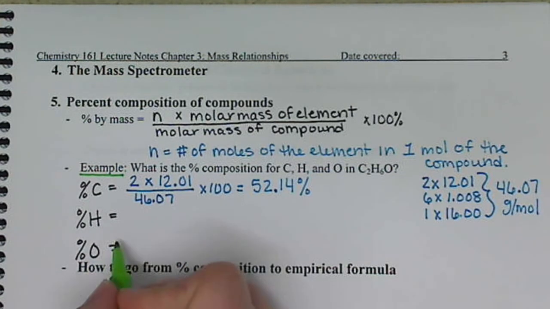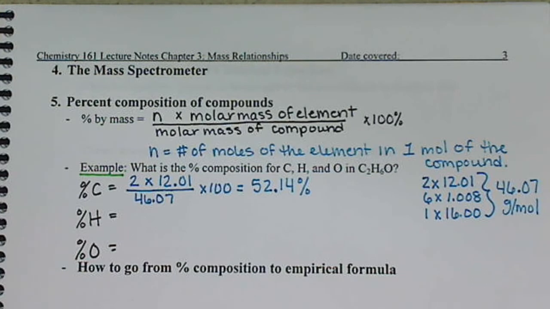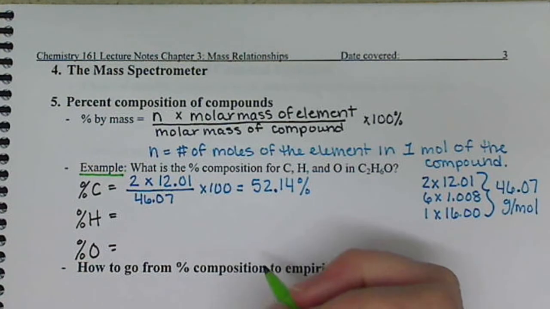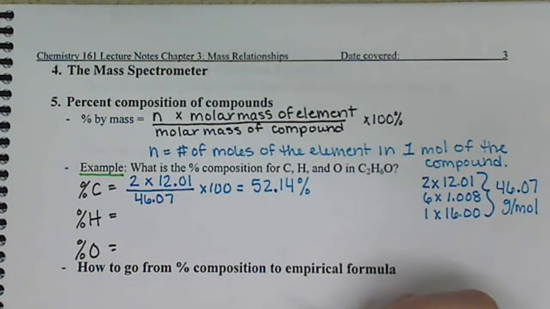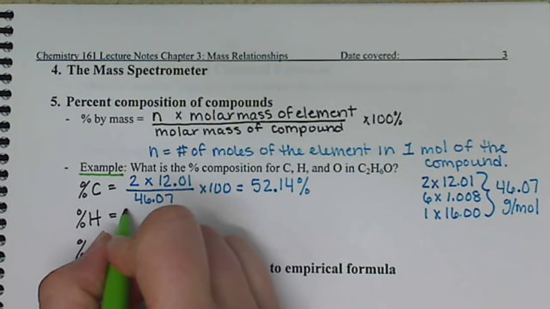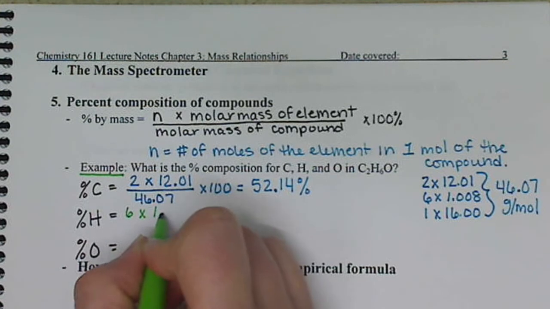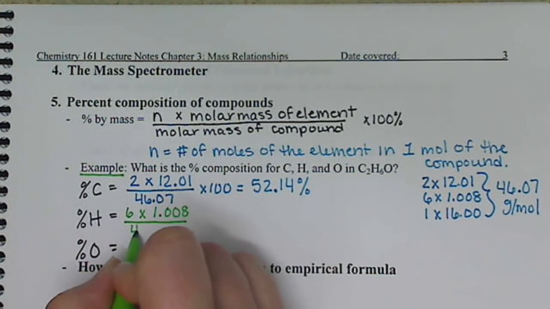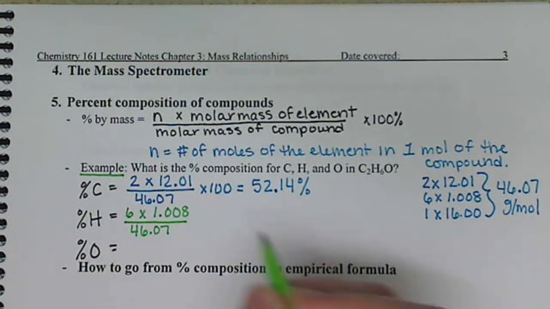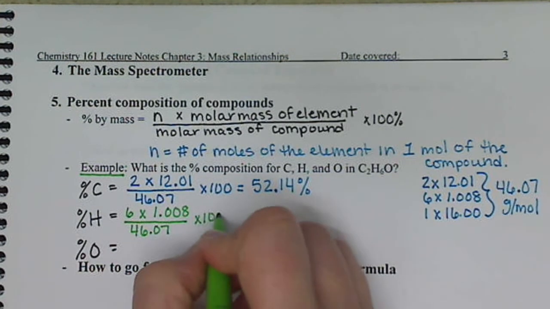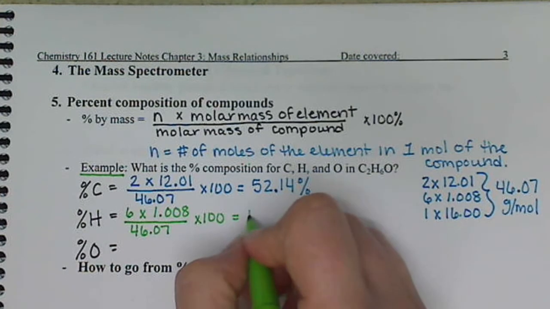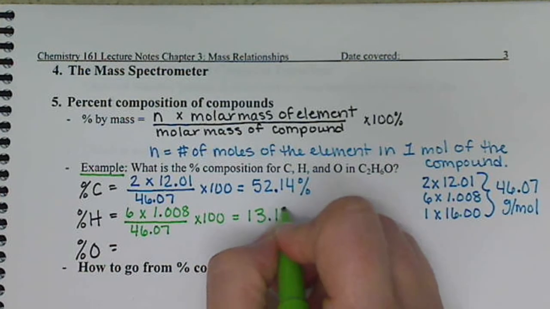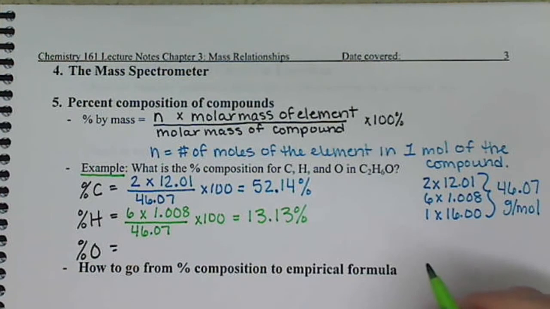Go ahead and try similar calculations for hydrogen and oxygen. Pause the video, test your calculations out, and then I'll go through them. So we have 6 hydrogens. Each hydrogen has a mass of 1.008. Divide it by our molar mass of our compound times 100. We have 13.13%.